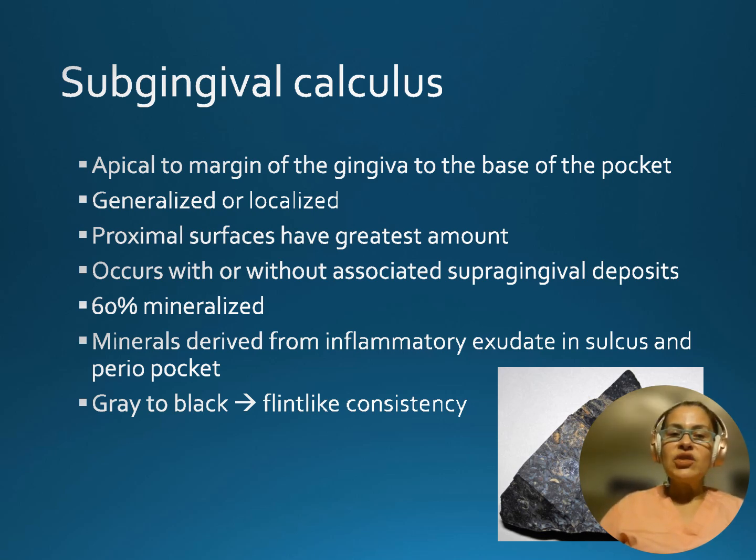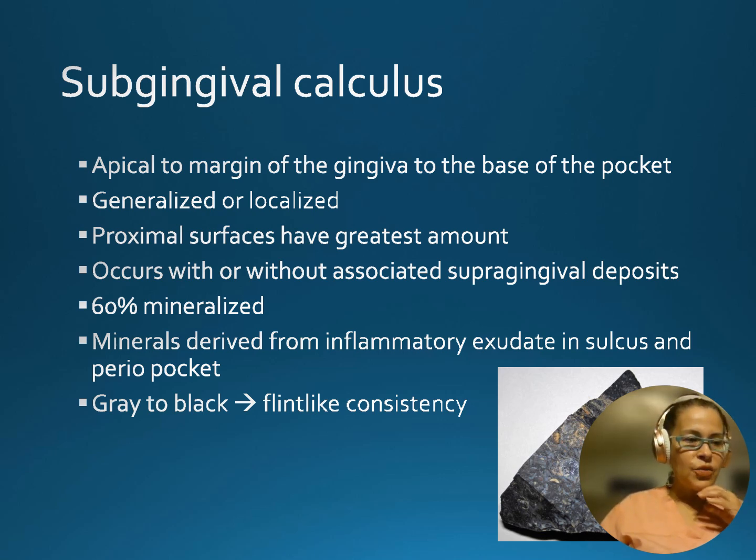Now, the subgingival calculus is 60% mineralized. So we're seeing these things that are harder. They're more tenacious, they're harder to remove. And then we're going to see a change in the color. So it's not going to be white and chalky anymore. It's going to be gray to black, brown, dark yellow. And the subgingival calculus is derived from the inflammatory exudate in the sulcus and perio pocket.